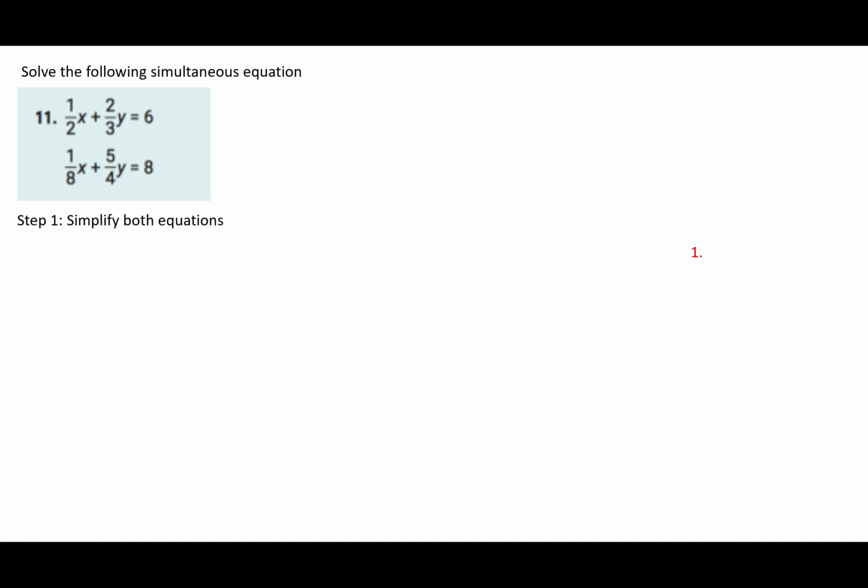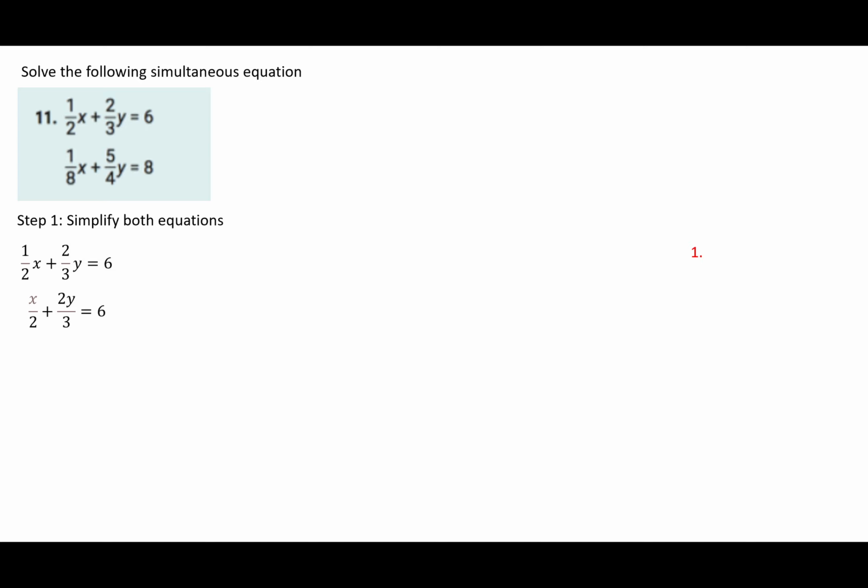Let's look at equation 1 and simplify this so it is written as a linear equation with no fractions. We have 1 over 2x plus 2 over 3y is equal to 6. Let's simplify the left-hand side so it is written as one fraction. The first thing we can do is multiply our tops together. 1 times x gives me x over 2. 2 over 3y is equal to 2 times y over 3. This is all equal to 6.